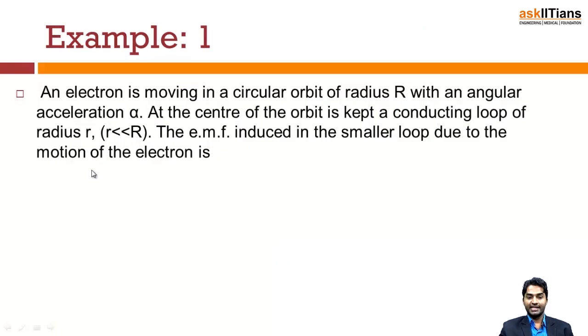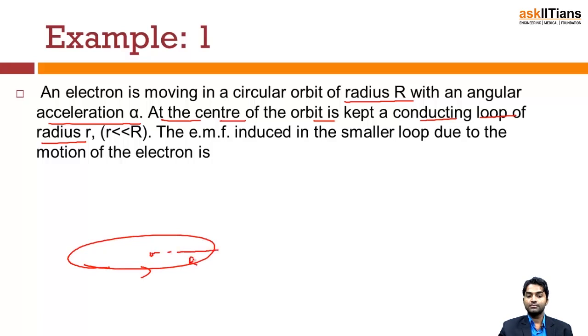Now these are the examples we can solve. The first example: an electron is moving in a circular orbit of radius R with an angular acceleration alpha. At the center of the orbit is kept a conducting loop of radius r. Then find the EMF induced in the smaller loop due to the motion of the electron. So easily we can understand that there is a current carrying coil of radius R, and we are placing another coil of small radius r. We want to find the EMF induced in the smaller loop.